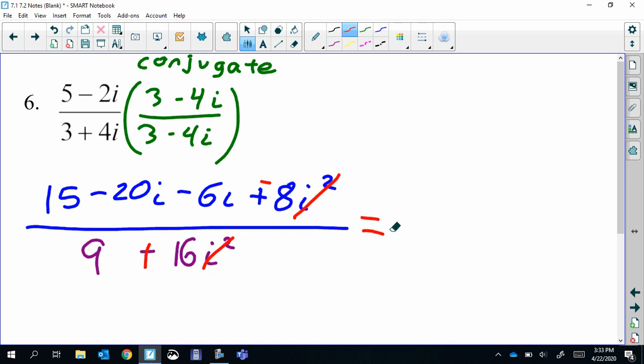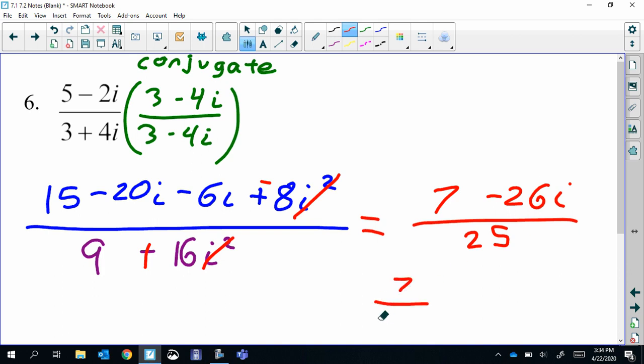And now we combine. So for our real number part here, we have 15 and negative 8. Then our imaginary part, we have negative 26i. And then for our denominator, we crossed it out, changed it. 9 plus 16 is 25. So a lot of times you'll see it this way.